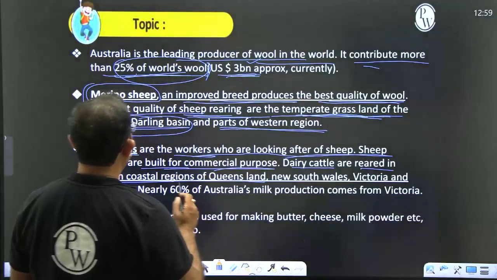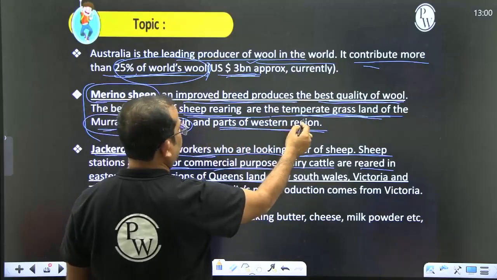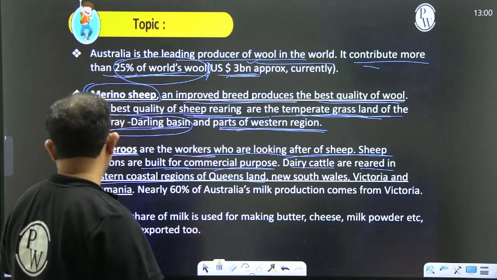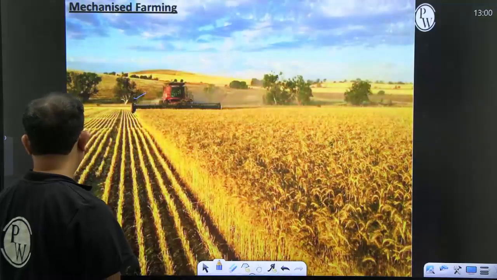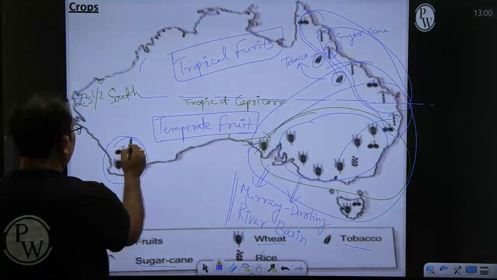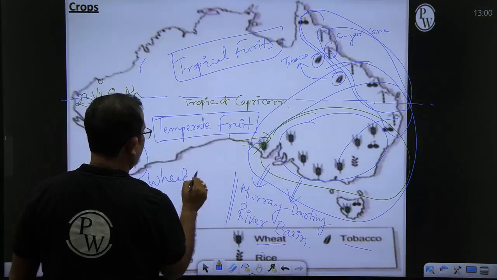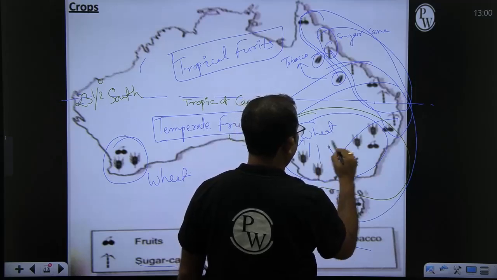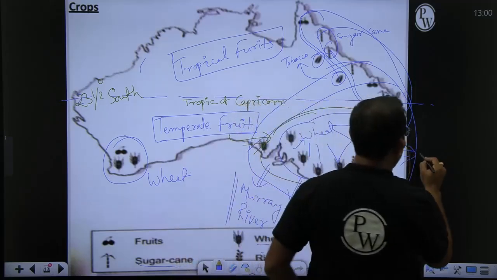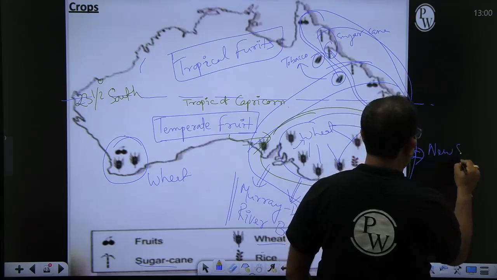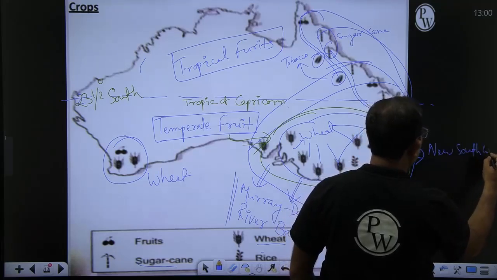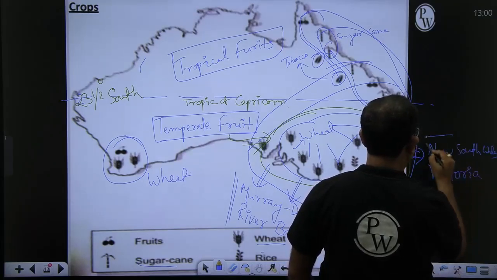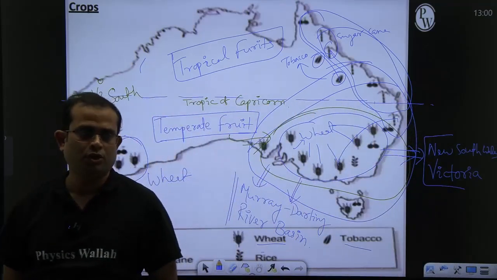Before that, I come back again to merino sheep in the temperate grasslands of the Murray-Darling basin and parts of the western regions. This is also wheat; most of the wheat comes from this part. These are two provinces of Australia, New South Wales and Victoria.